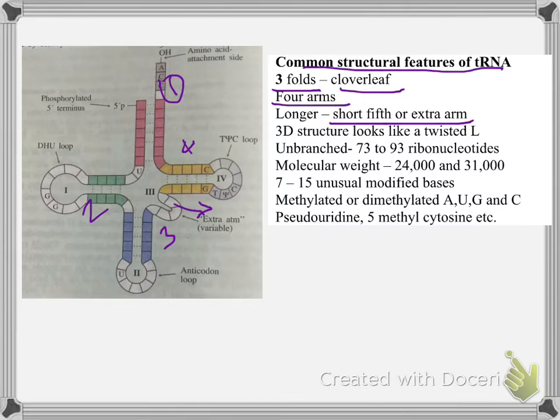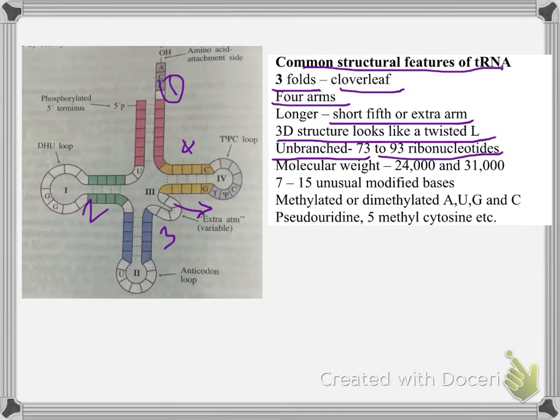The actual 3-dimensional structure of tRNA looks like a twisted L. tRNA molecules are unbranched and consist of 73 to 93 ribonucleotides.